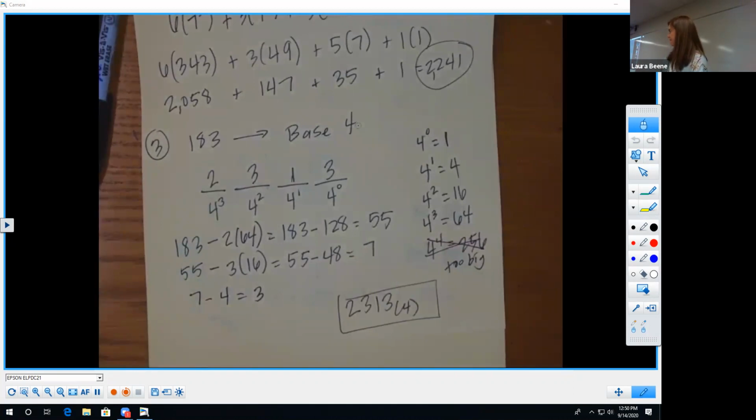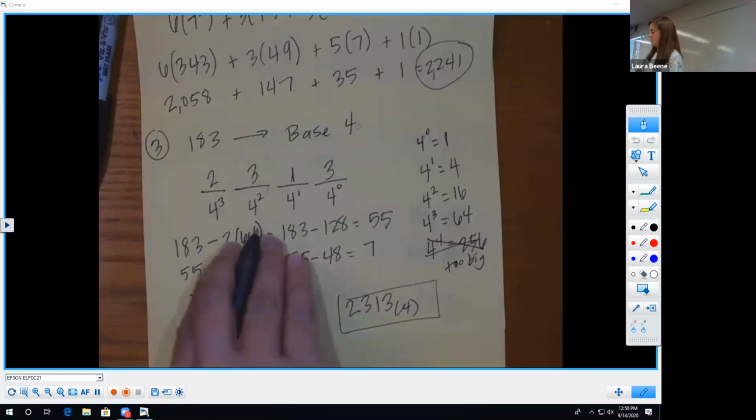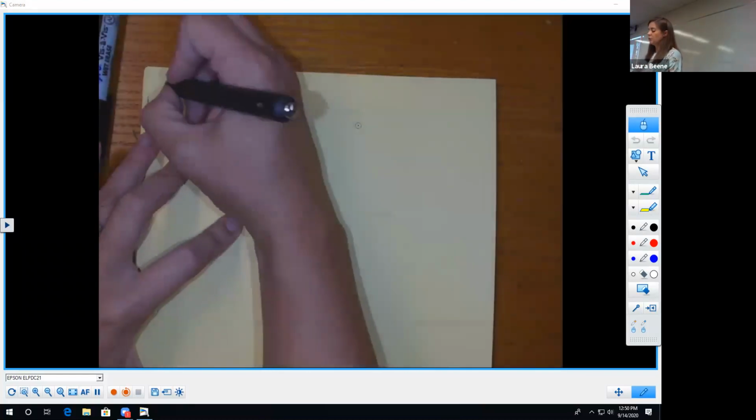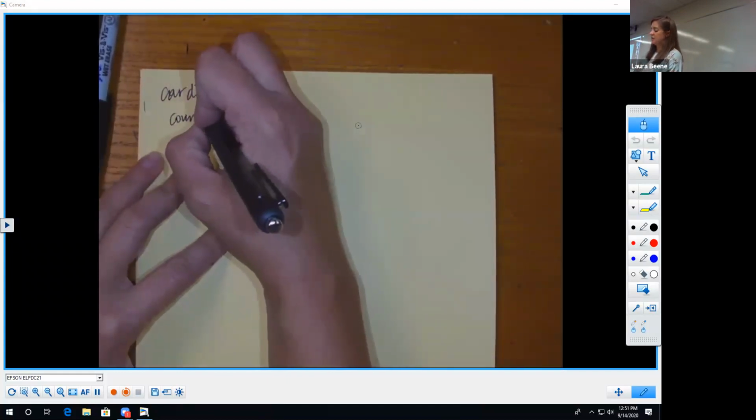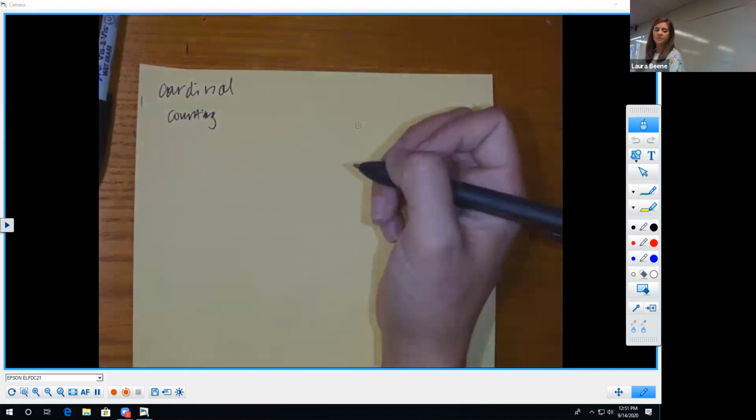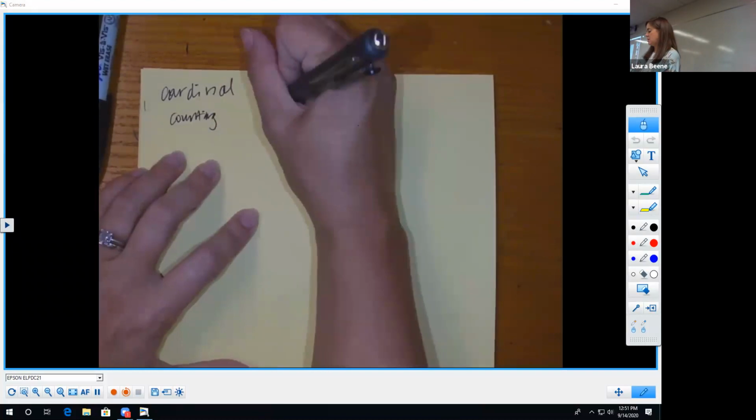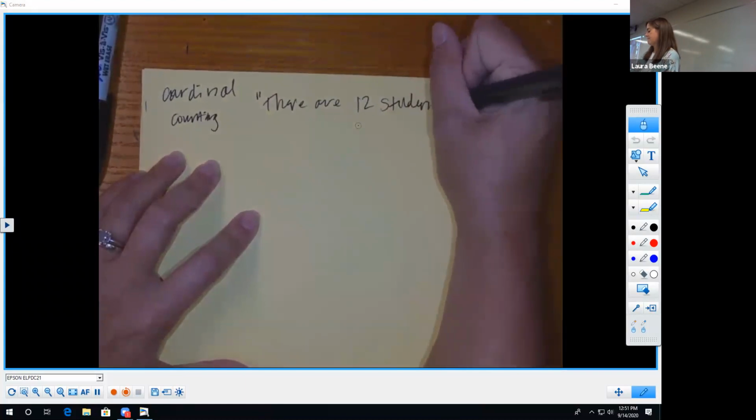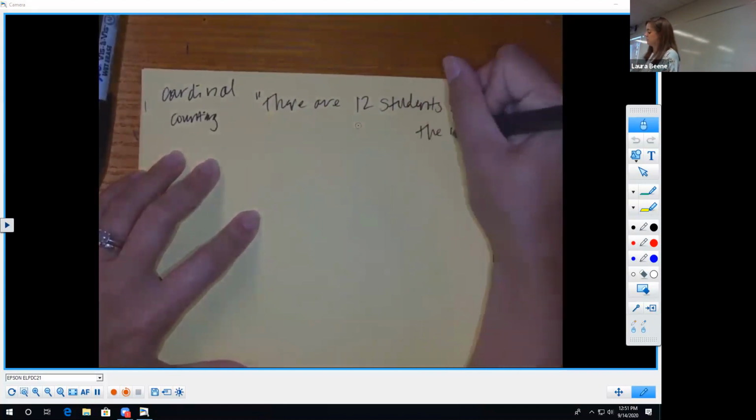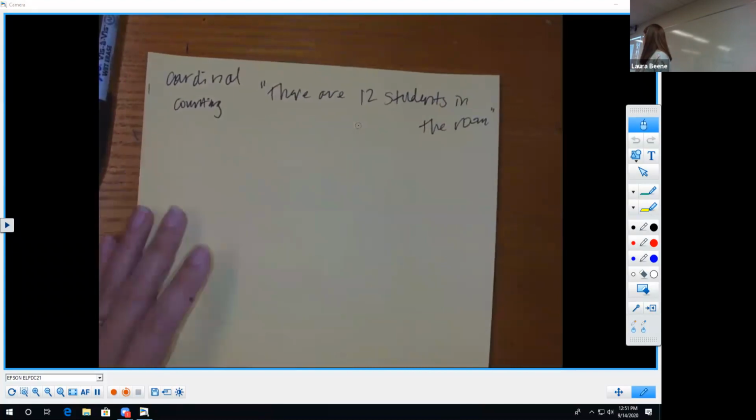What else? Ooh, okay. 13. For 13, remember cardinal is a counting number. So write a sentence where you count 12 of something. So there are 12 students in the room. Something that you can count 12 of.